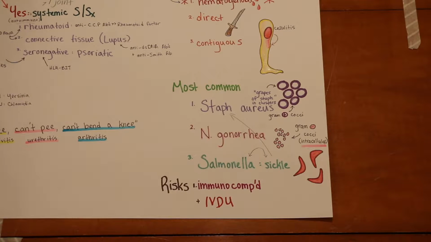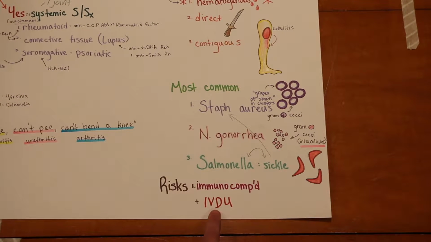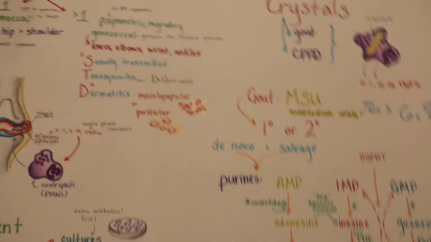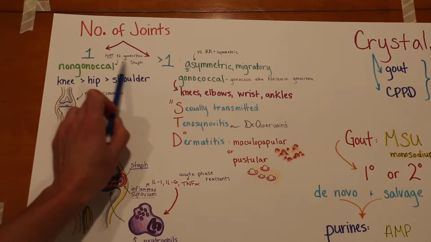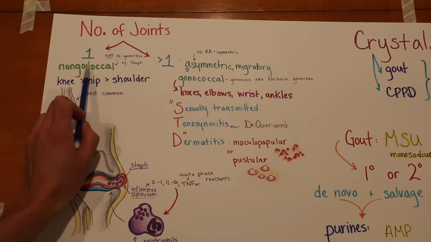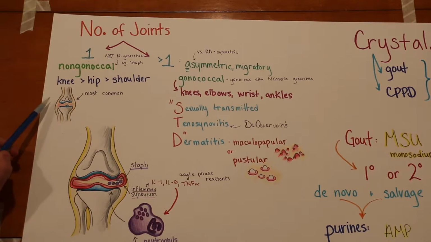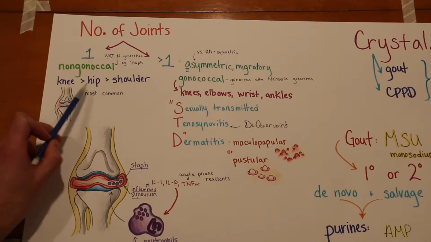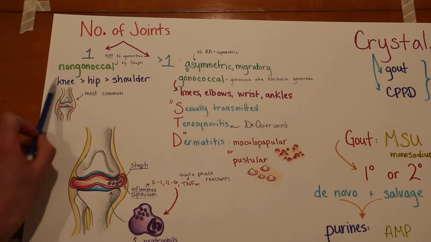Risk factors for suppurative arthritis include immunocompromised states, any chronic arthritis which predisposes the joint to this infection, and IV drug users with hematogenous dissemination. A key to differentiating the causes of the bacteria is the number of joints involved. In non-gonococcal cases, meaning non-Neisseria gonorrhea, there is typically a single joint involved, and that monoarticular arthritis occurs most commonly in the knee, more than the hip, then the shoulder, knee being most commonly caused by staph.